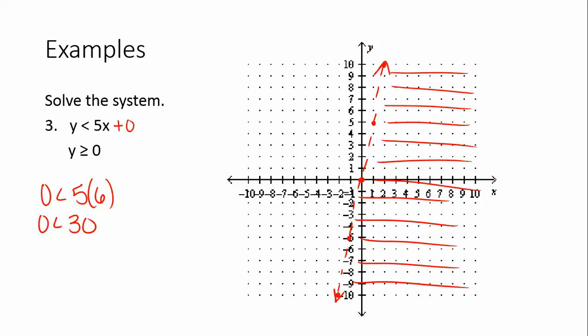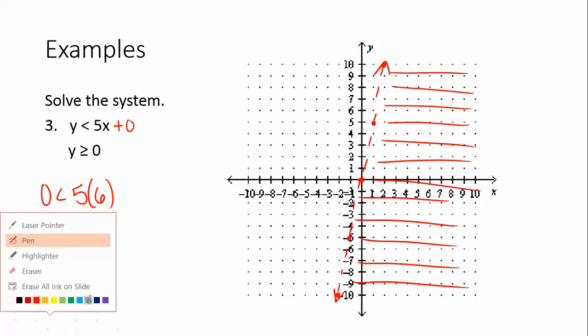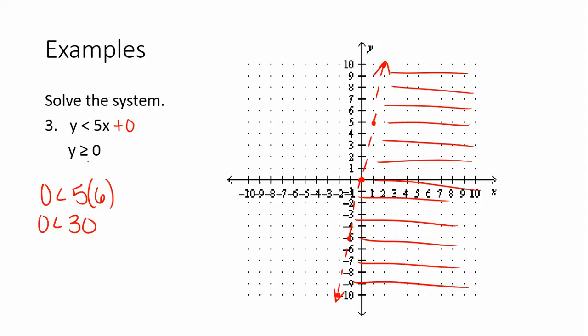And then we have y is greater than or equal to 0. Remember, this line has 0 slope since there's no x, which means it's a horizontal line where y equals 0, which is at the origin, which means that this is the x-axis. Horizontal line that goes through y equals 0, that's the x-axis. And now we're talking about all the values that are greater than 0. All the y values greater than 0, so that's everything above that line.